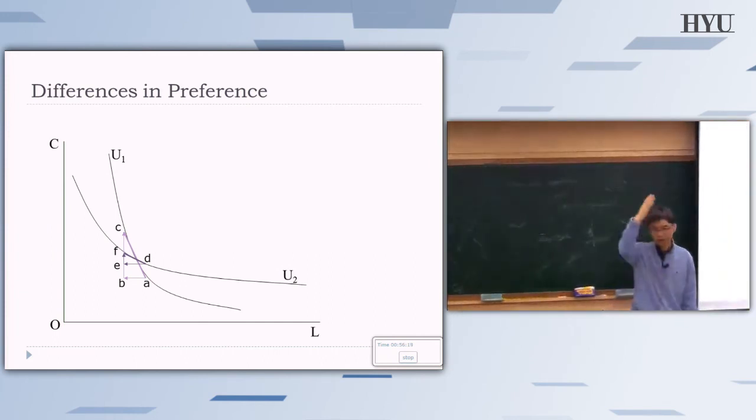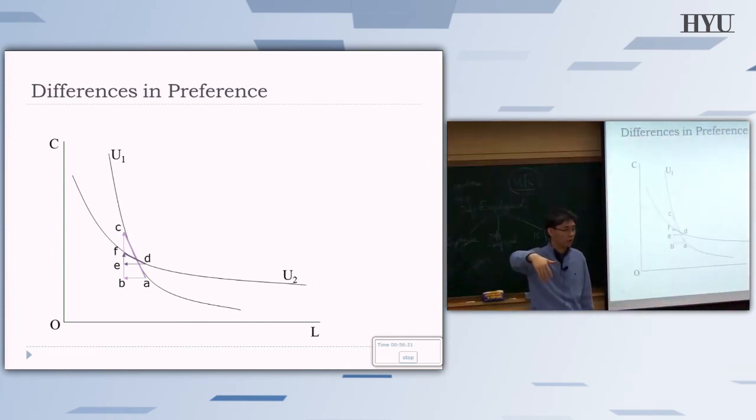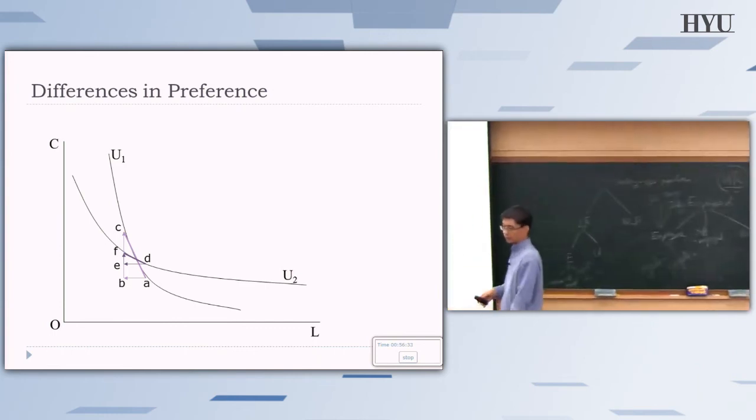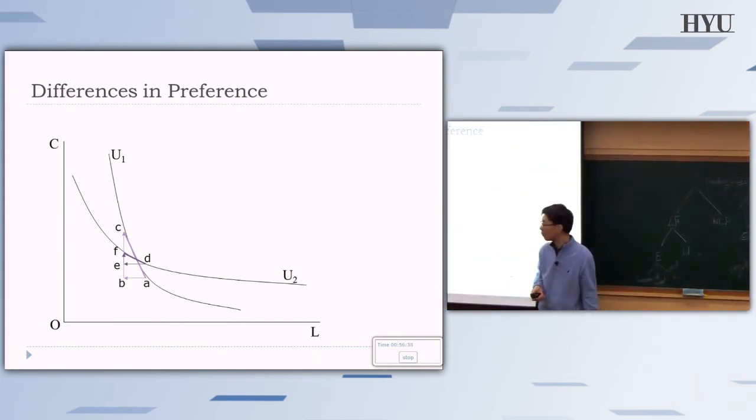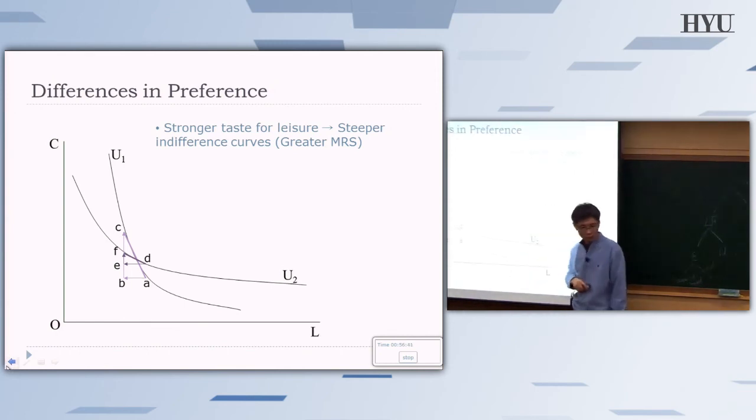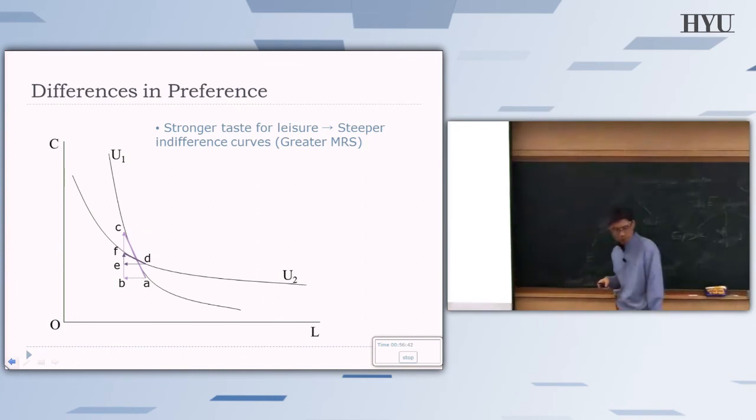So the steeper indifference curve in this case shows that the person has a stronger preference for leisure, or likes leisure more, compared to people who have flatter indifference curves. Get it? Stronger taste for leisure means a steeper indifference curve, or a higher MRS, a greater MRS.